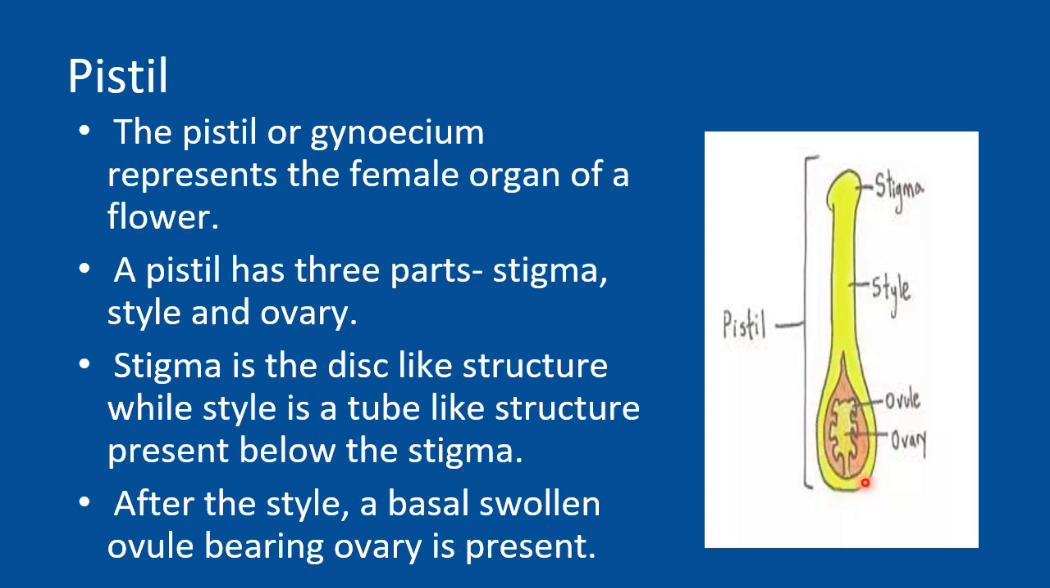Inside the ovary you will find the ovules attached on a thread-like structure called the placenta, and that is the pistil. So mainly the pistil consists of three parts.